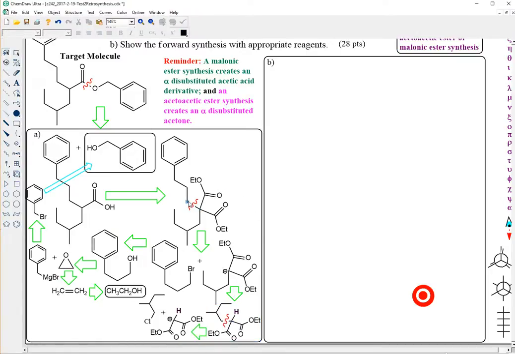Just as we made this bond here from a carbanion and a carbon with a leaving group, we can also make this bond here from the diethyl malonate anion and this carbon with the leaving group here. This is 1 step away from an alcohol. This is 1 step away from a diethyl malonate ester, which is easily made from a diol.